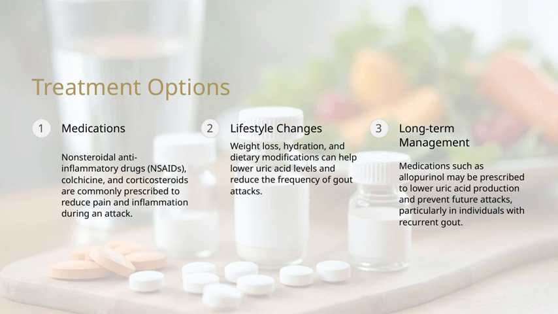When it comes to treatment options for gout, there are several approaches we can take. First, medications such as NSAIDs, colchicine, and corticosteroids are commonly used to help reduce pain and inflammation during an attack. These are usually the first line of defense to manage symptoms quickly.